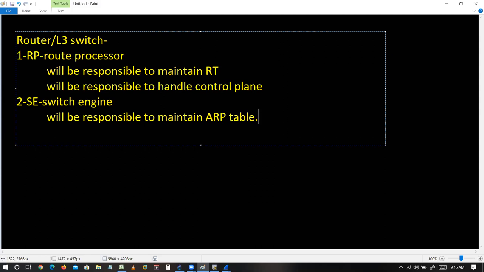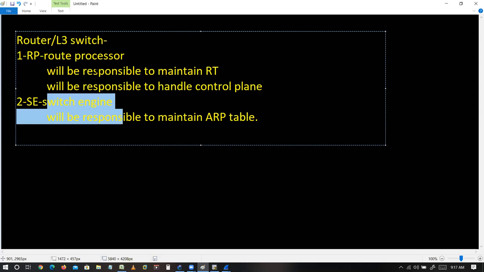Atif, Akram, any doubt in this one? So what is this called? We have two components. One is the route processor, one is the switch engine. So on a single router, we will have these two things.